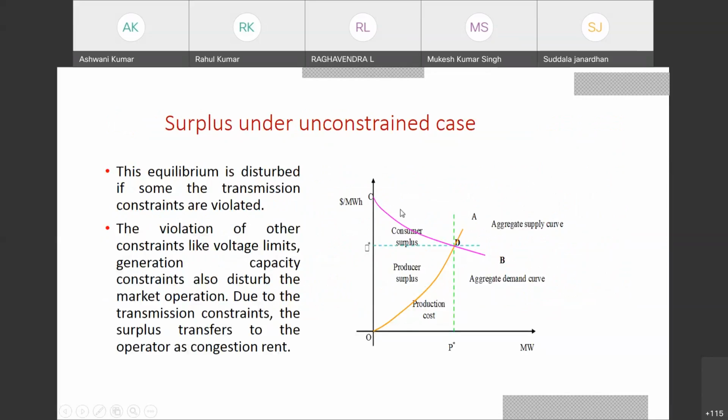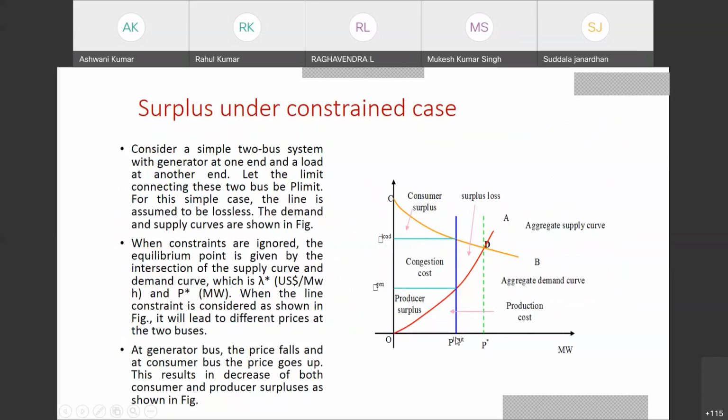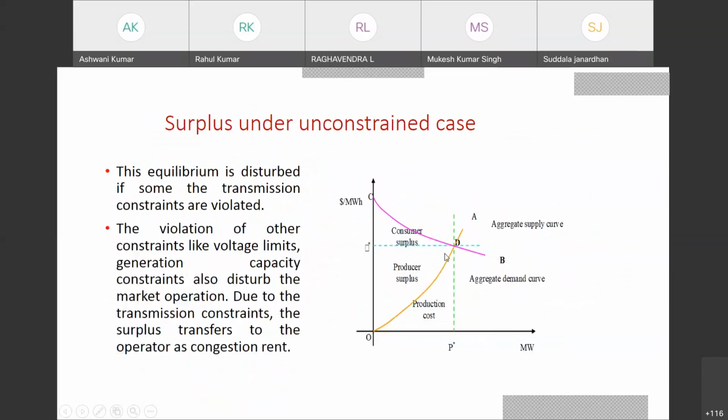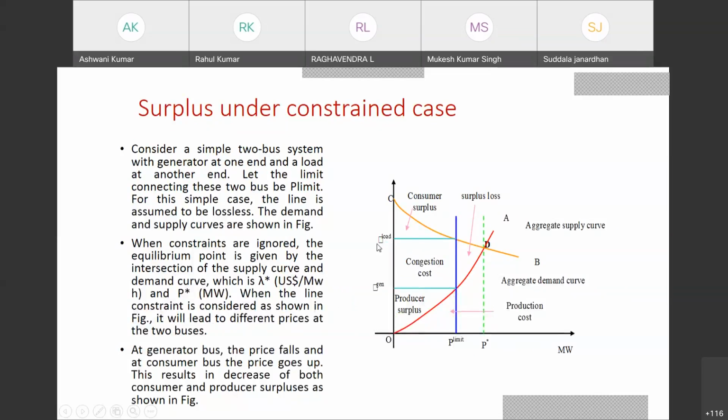This is your production cost curve, this is the demand cost curve. They meet at a certain point, which is the lambda price. So there is no congestion in the system here. But if the system is congested, then the P limit will come here. If you draw this P limit, there will be two prices here. One price is for load, the other is for generation. So if you compare it with the previous case, where the price was one, the price has become two. For the load, the price is higher. For the generation, the price is low. So both the producer and consumer are getting a loss.